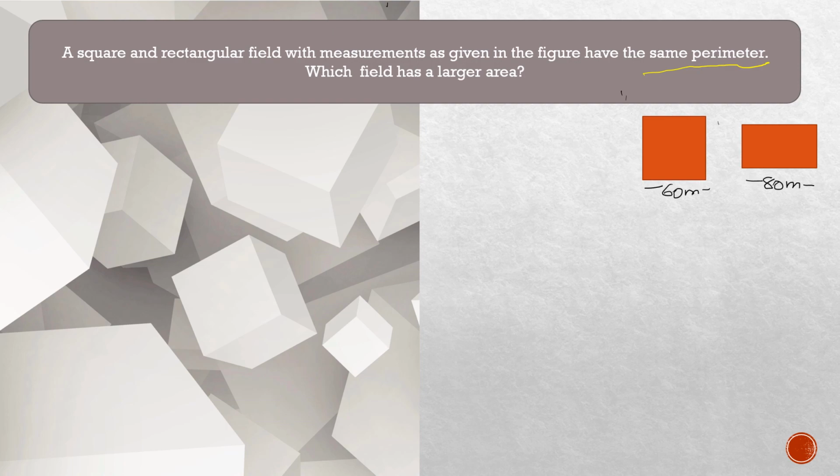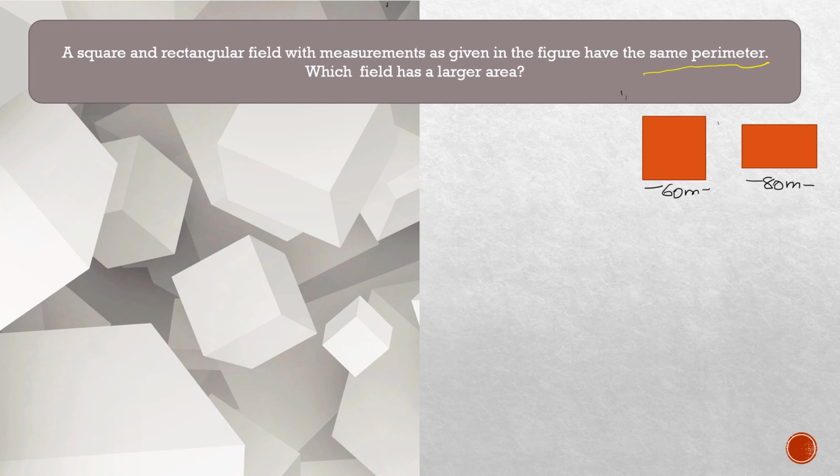First we have to find the perimeter, both the perimeter of the square as well as the rectangle, and then find the area. We need to know which area is larger. For finding area, we need the side of the rectangle which is not given. So we are taking perimeter, finding perimeter first. Okay, let's start.